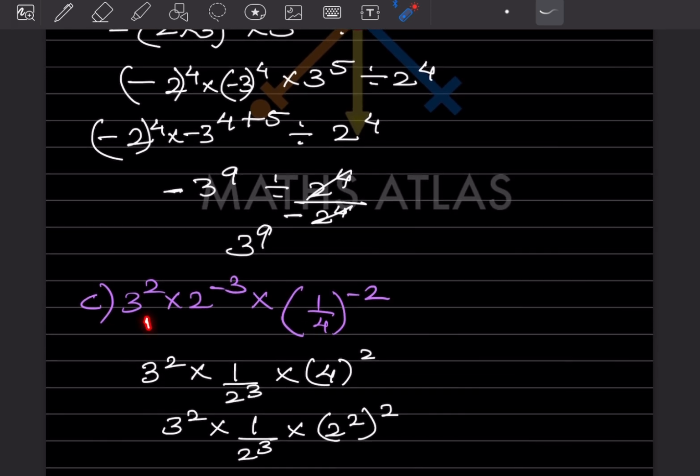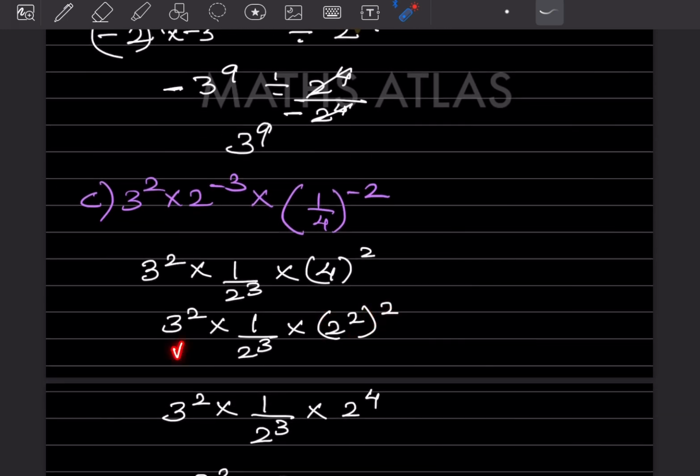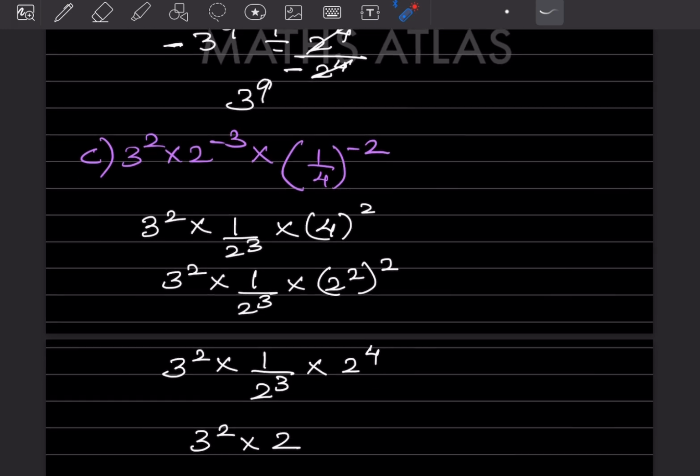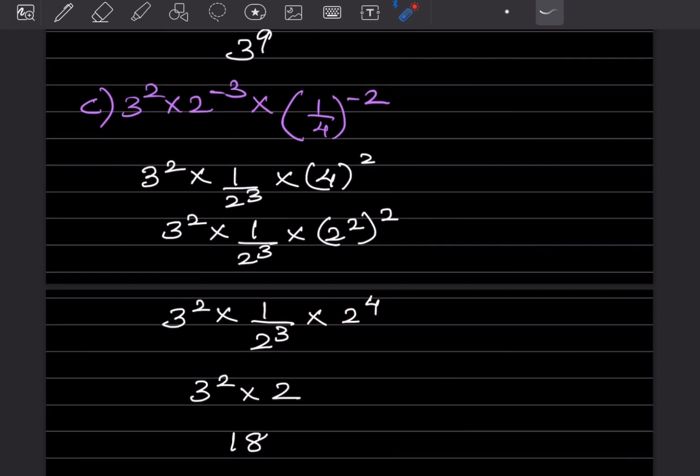Here we'll keep as it is. This becomes positive 1 by 2 raised to 3 and this becomes 4 raised to 2. So this is 3 raised to 2. This is the same. For this one we can write here 2 raised to 2 and this will be square of it. This is the same, this is the same, and this is going to be 2 raised to 4. So here this is the same. This is division, so that will be 2 raised to 4 minus 3. So that is going to be 2 raised to 1, that will be 2. So that will be 9 into 2, that will be 18.